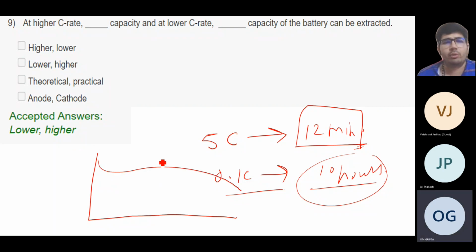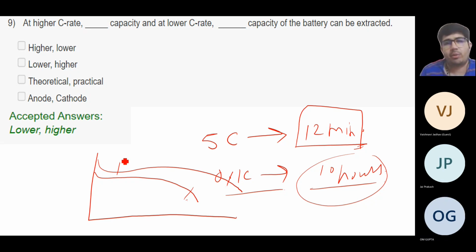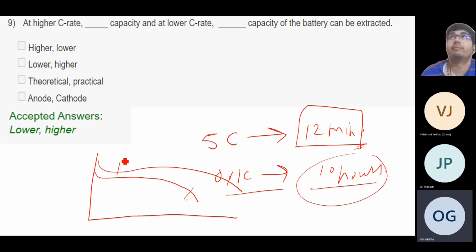For low C rate, the curve is quite long, and for higher C rate, the curve is short. So lower C rate has a large area of ohmic potential as compared to the higher C rate. Because in higher C rate, you will observe that the mass transportation losses come much earlier, because there is large mass transportation occurring. So that will be the reason for the lower capacity.